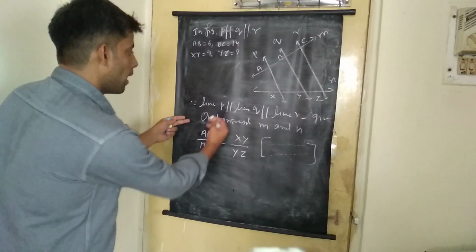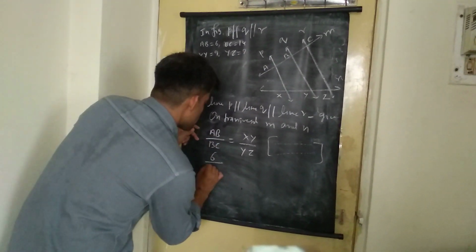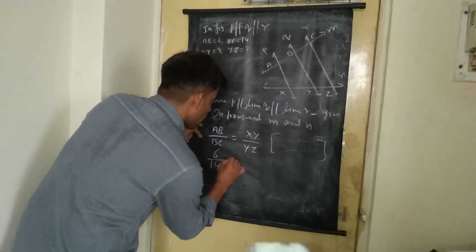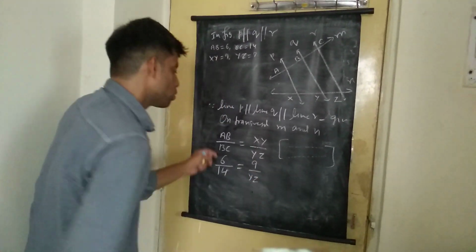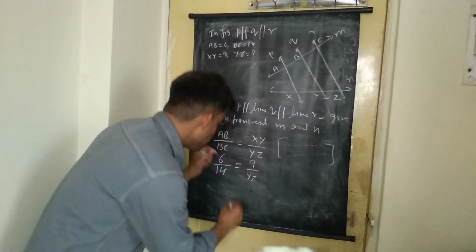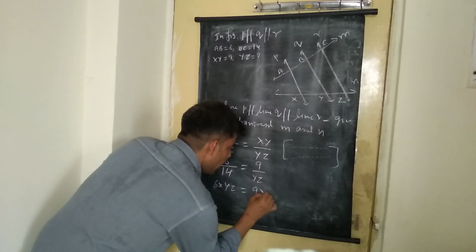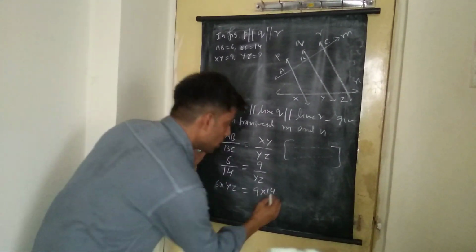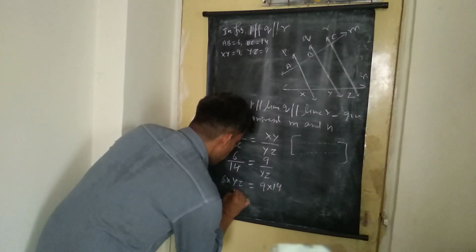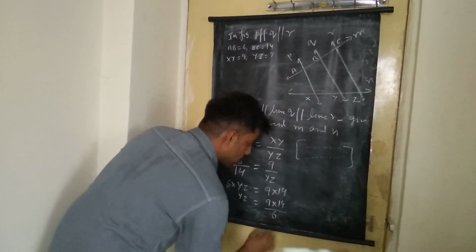Now we'll substitute the values. AB is 6, BC is 14, and XY is 9; YZ we don't know. So to solve this, we'll go for cross multiplication. We get 6 into YZ is equal to 9 into 14. Now for finding the value of YZ, we'll shift 6 to the right side, where it gets divided. So YZ equals 9 into 14 upon 6.